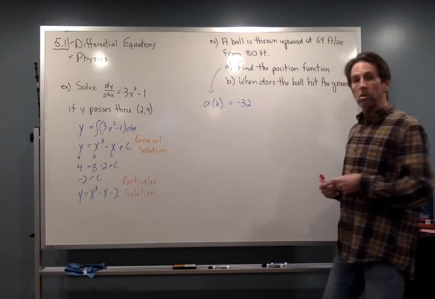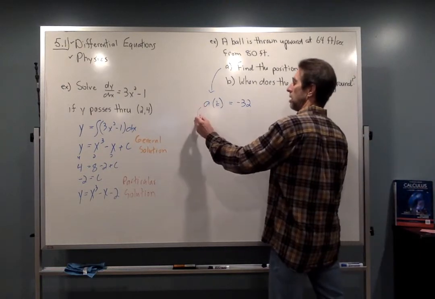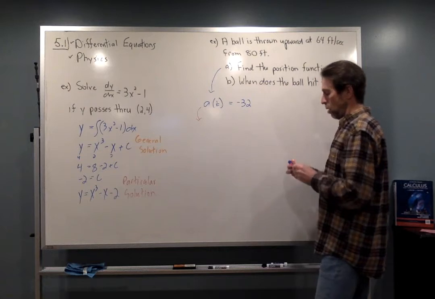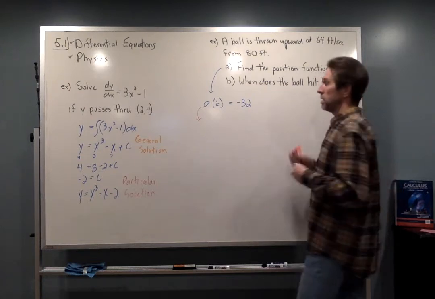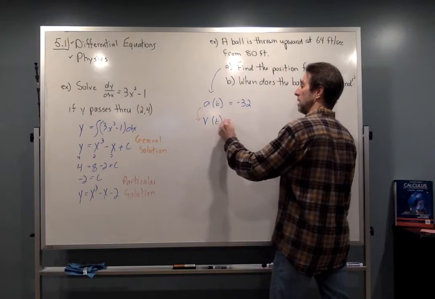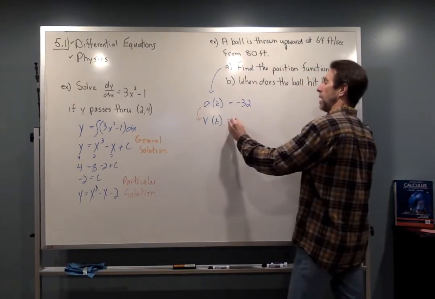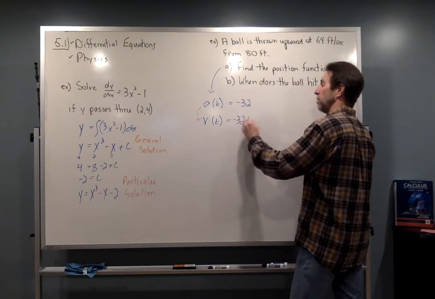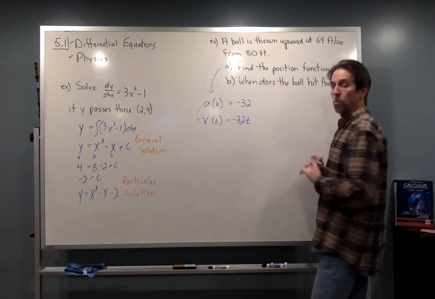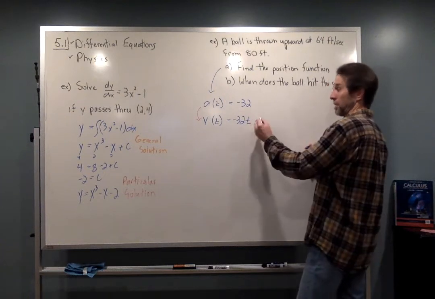Now, if I want to find the integral of acceleration, hopefully you realize it would be velocity. So the velocity function is going to be the antiderivative of negative 32. Now, I'm not going to use an x, because the variable is going to be t, because everything is with respect to time. And here we have negative 32t plus some constant.